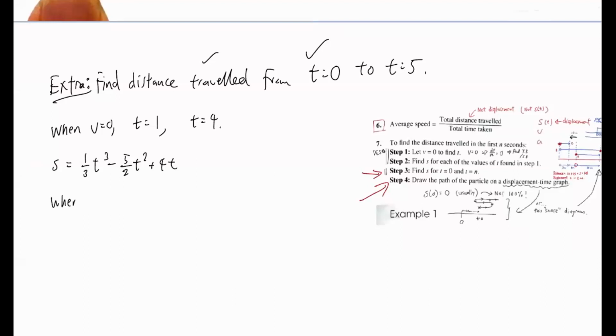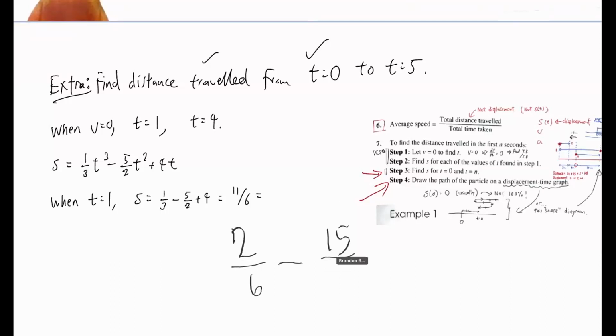So when t equals 1, S equals 1/3 minus 5 over 2 plus 4. What's this equal to? This is equal to 11 over 6. Don't forget the plus 4. I got the answer already. 11 over 6, 1 and 5/6. Positive.